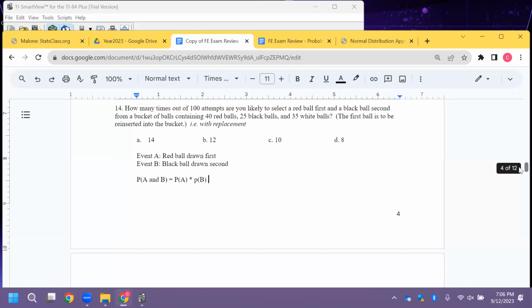So 0.4 times 0.25, which is 0.1. And then they're asking you to express that in terms of how many times out of 100. So obviously 100 times 0.1 is 10 times. The answer there is C.